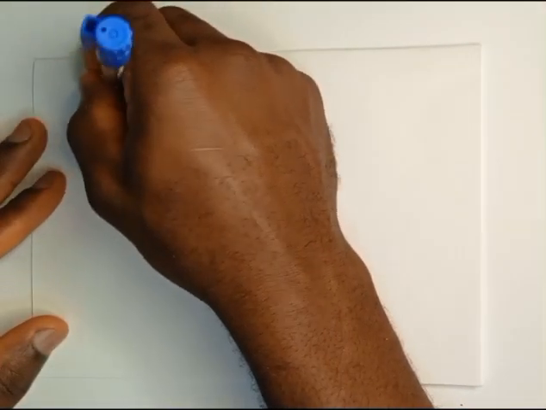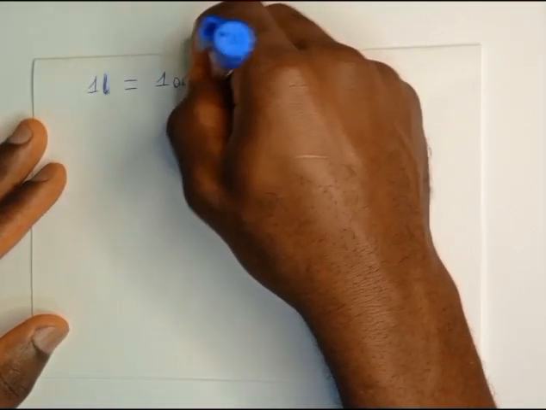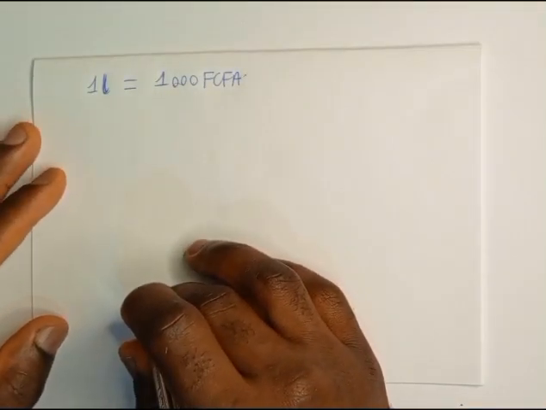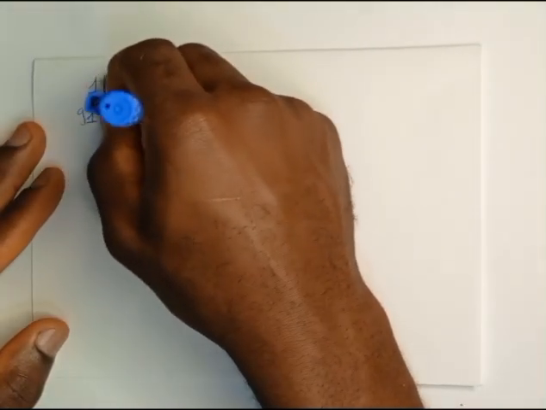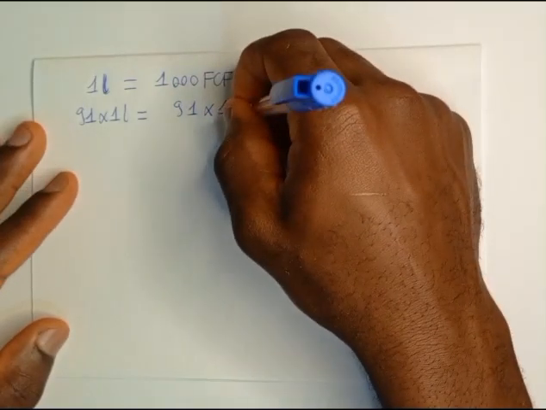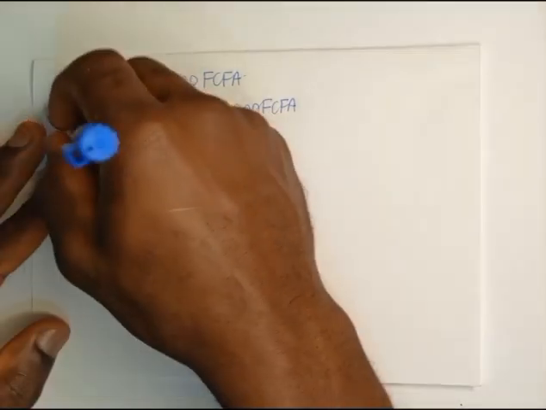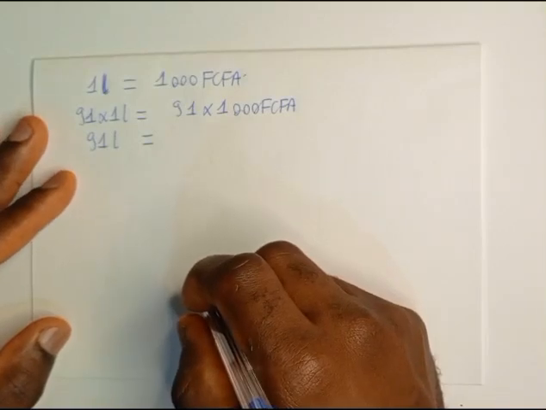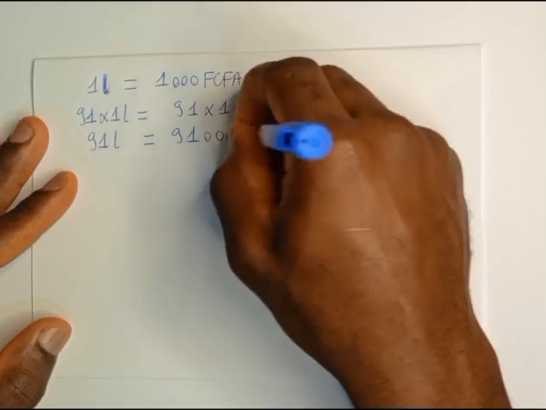1 liter of petrol is equal to 1,000 francs CFA. For us to get the cost price of 91 liters, we are going to multiply both sides by 91. 91 times 1 liter will be equal to 91 times 1,000 francs CFA. 91 times 1 liter gives us 91 liters is equal to 91 times 1,000, which gives us 91,000 francs CFA.